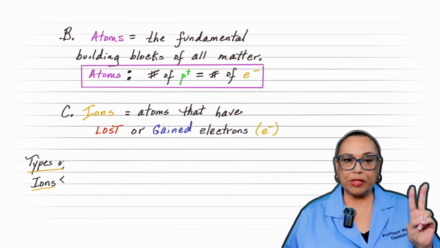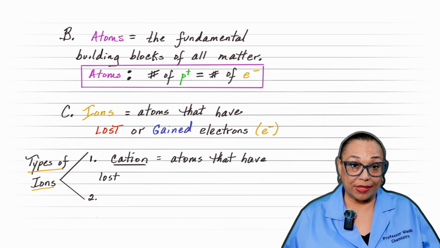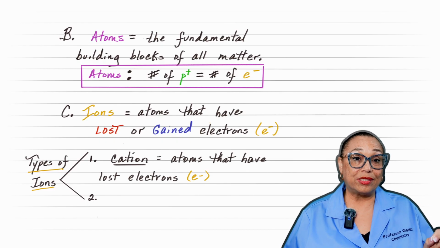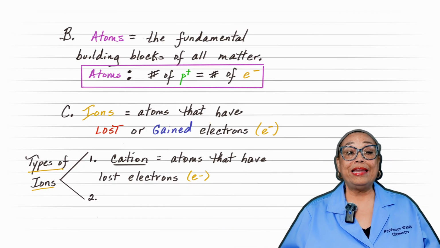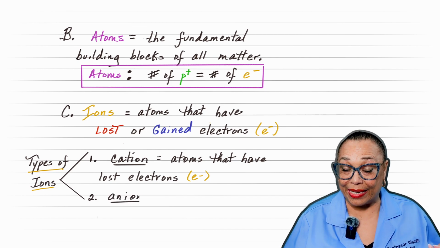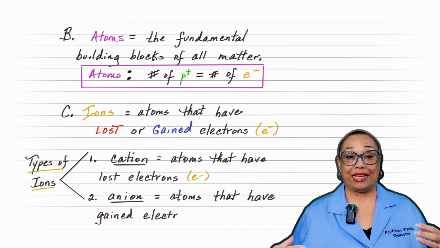Now, there are two terms that we've got to get to, the cation. These are atoms that have lost electrons, and the cations will have a positive charge. We'll delve into that later. And you can have an ion called an anion. An anion is an atom that has gained electrons.